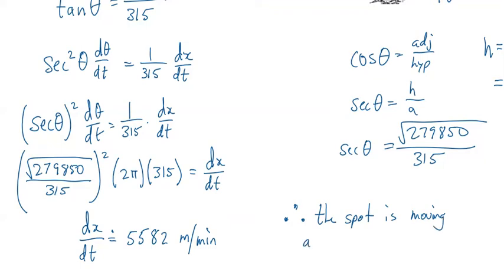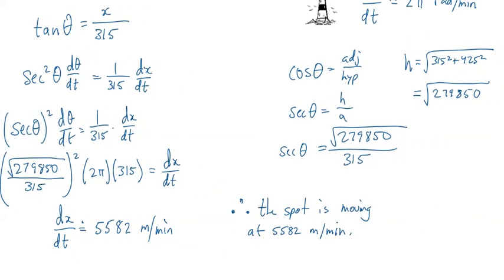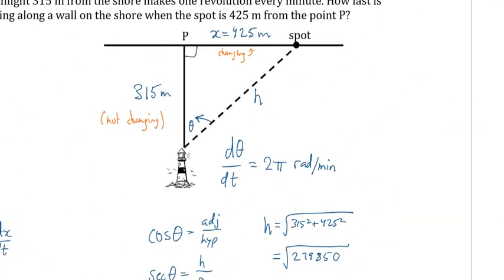Any questions about that? Would the spotlight be moving faster when it gets closer to point P or further away from point P? When is the spotlight moving fastest? Any ideas?